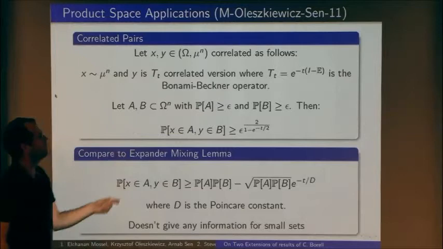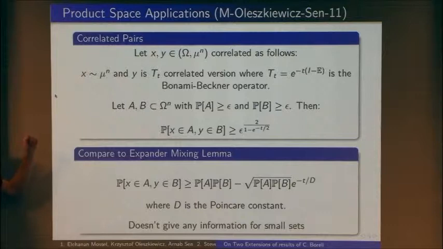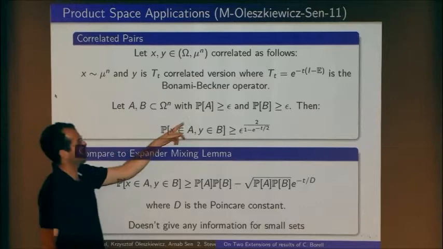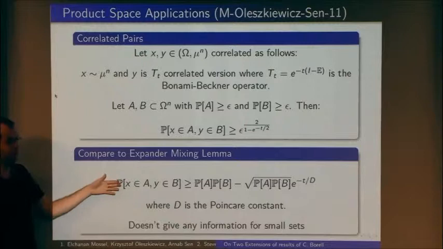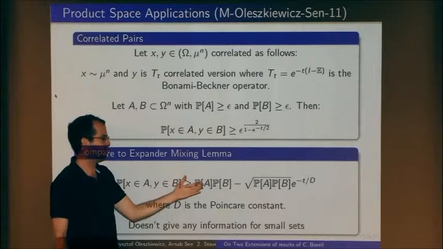And just for comparison's sake, let's compare it to what's called the expander mixing lemma, which is another way of saying that if you have two sets, the probability that X is in A and Y is in B is bounded. So this is one bound. For two sets of size epsilon, you get this bound. And this is another bound, the expander mixing lemma. It tells you the probability that X is in A and Y is in B is at least the product minus an error term, or it's equal to the product up to the error term.